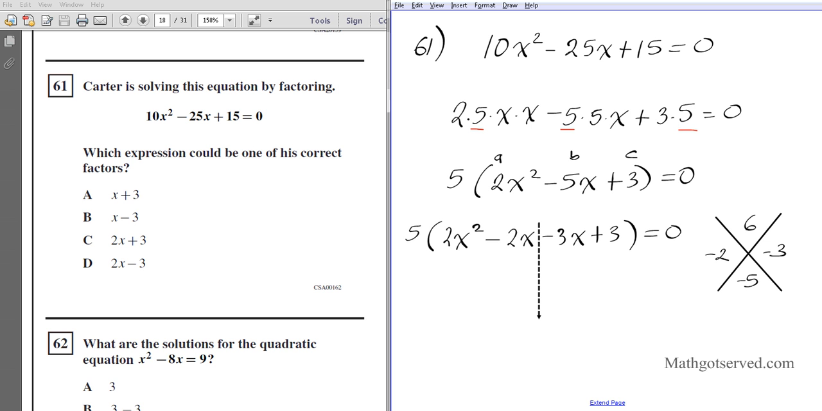All right, the 5 on the outside, we'll leave that alone. So 5 stays there. And then I'm going to break this down. 2x squared is 2 times x minus 2 times x, and then minus 3 times x plus 3 equals 0. Now, what can I factor out in this parenthesis? There's a 2 common here, and also there's a 3 common here. All right, so bring down the 5, and then we have bracket 2.